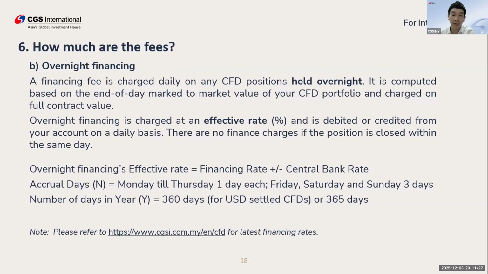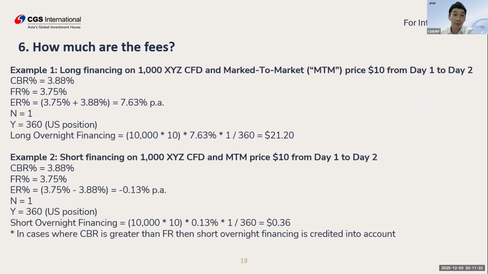Okay. For more info on the commission and also the financing rate, you actually can go to our website as well. Okay. This is the example on calculation of the long financing rate and also short financing rate. So basically a long position and a short position. Okay. In the case of a long position where the central bank rate is more than the financing rate, you will be paying about 7.63% per annum. Okay. Let's say if you are holding for 1 day and you are buying about 100,000 ringgit worth of CFD, then you will be paying about $21.20 per day.